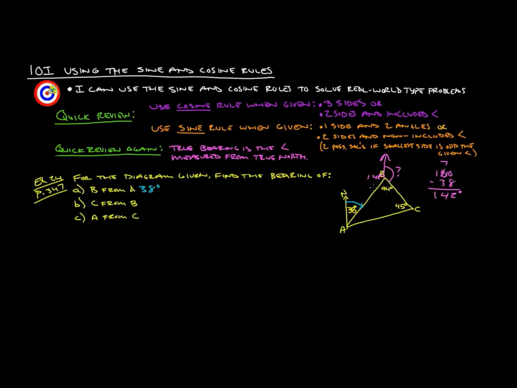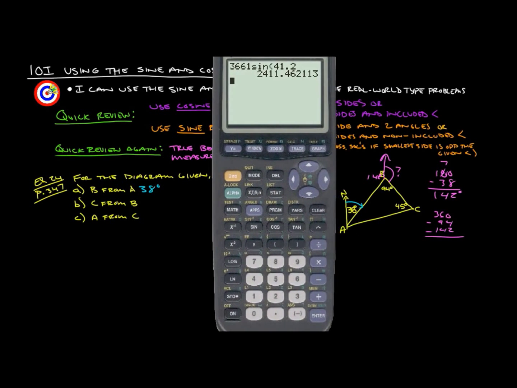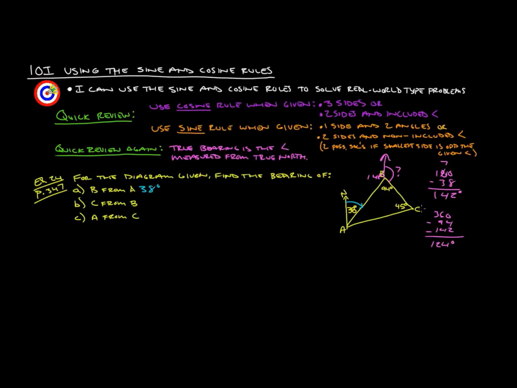So then we know that this whole thing makes 360. To figure out what this bearing angle here is, we'll do 360 minus 94 and minus the 142. So let's start with 360 minus 94 minus 142, and that gives us 124 degrees for right here. Okay, so we've got the first two.